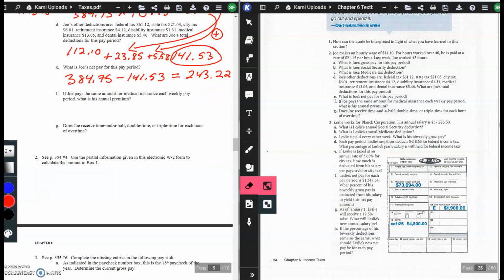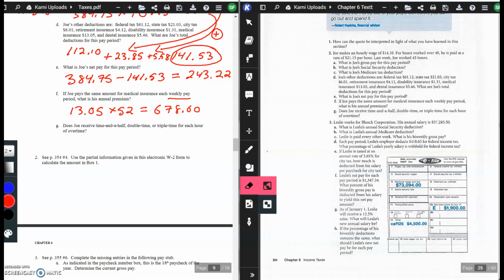Letter F, I should say. If Joe pays the same amount for medical insurance each weekly pay period, what is his annual premium? So if you look back at problem D, he pays for medical insurance $13.05 per pay period. He gets paid per week, so there are 52 weeks in a year, so times 52. So $13.05 times 52 gives you a total premium of $678.60. Okay, and again, it says in the problem here, weekly pay. So that's why we multiplied it by 52.